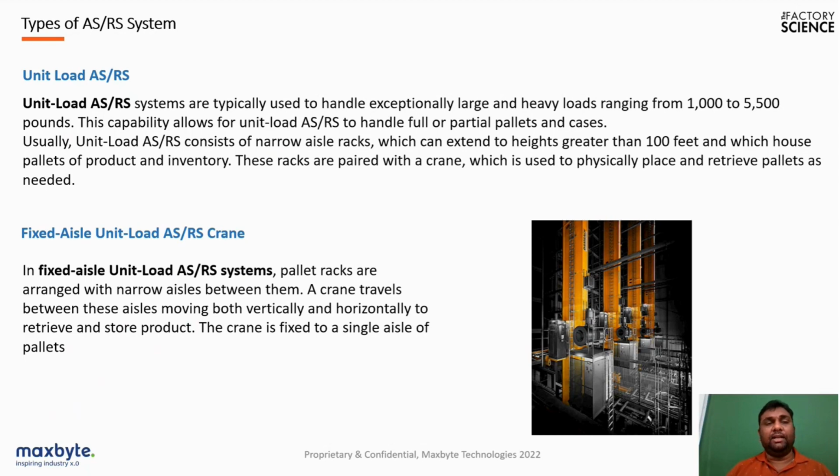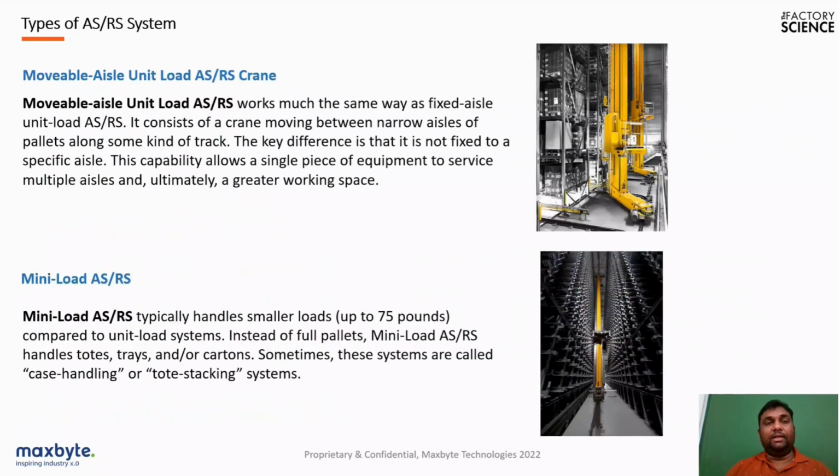The next one is the fixed aisle unit load, which is used for somewhat lesser weight loading systems, where as the name indicates, the crane or the movement will be fixed to one single aisle, and it will keep moving to retrieve the material for that particular location. The third type is the movable aisle unit loader. As the name indicates, the difference between the fixed aisle and movable is that the fixed aisle will have a fixed crane for a particular aisle, and this one will have a movable crane too, which can service or can be configured with multiple aisles. So that's one of the key differences between these two.